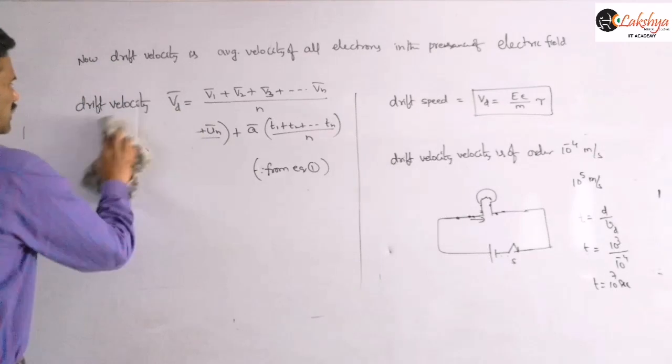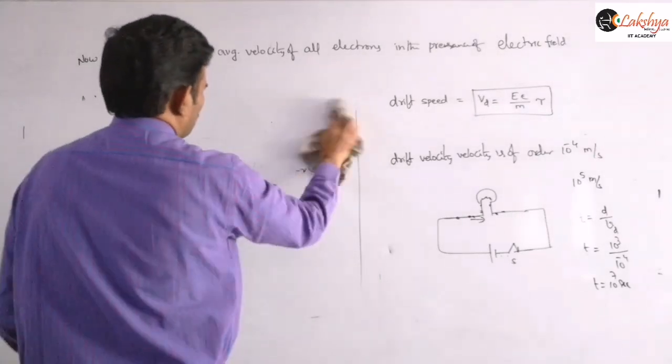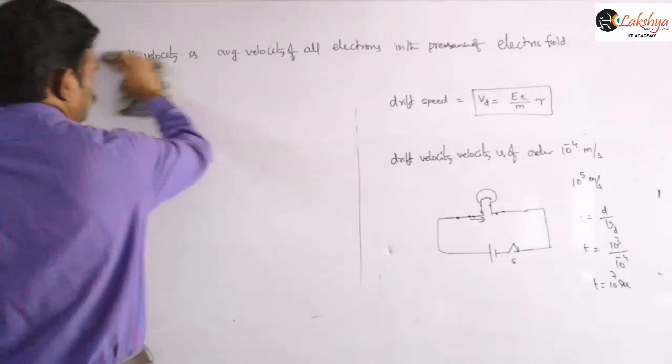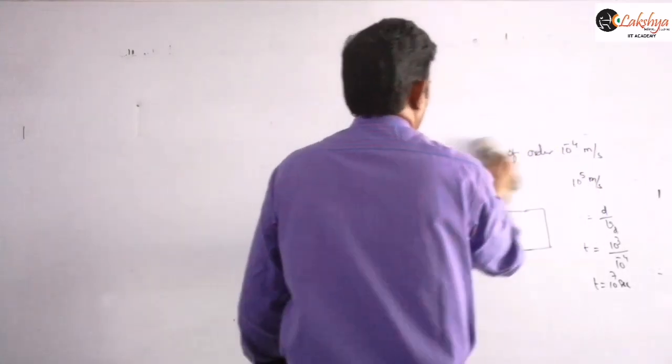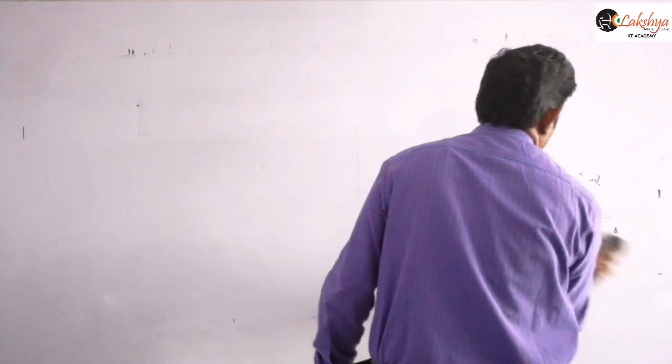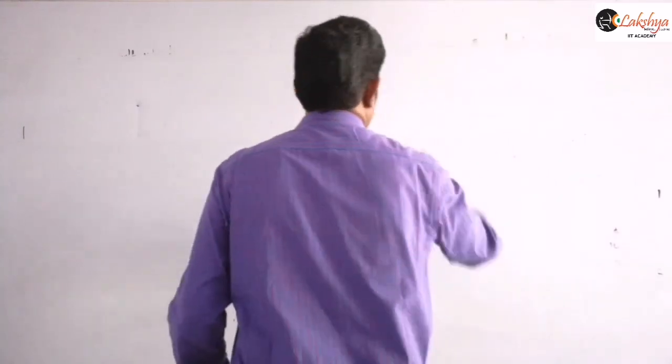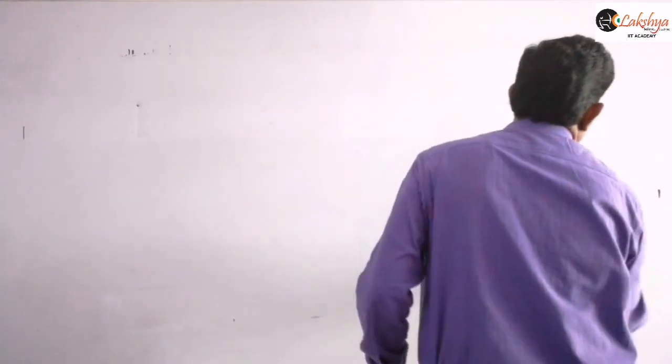drift velocity and the current density, which is an important relation here. Relation between drift velocity and current density.